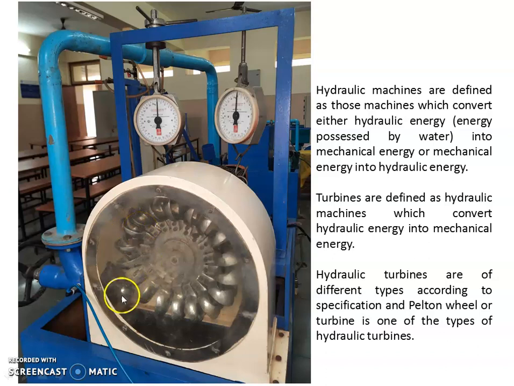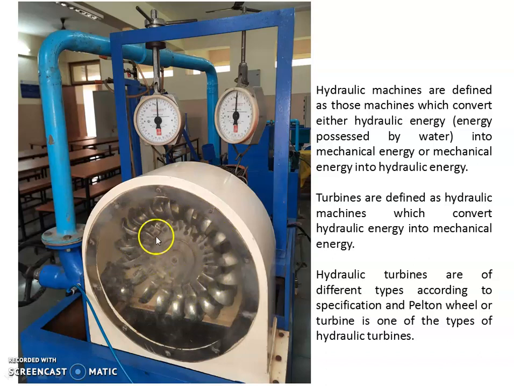Here we can see the nozzle which is connected to the inlet, and there is a pipe which runs into the sump. So once the pump is switched on, the water from the sump tank will flow from the delivery pipe into the inlet, and then through the nozzle the water flows over the buckets. Once the water flows over the buckets, the runner starts to rotate.